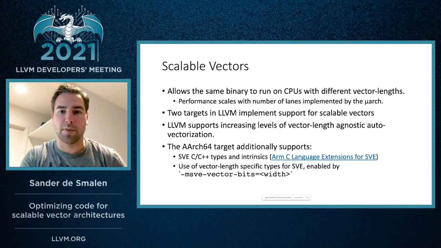Currently, two targets in LLVM implement support for scalable vectors. LLVM is supporting increasing levels of vector length agnostic or scalable autovectorization. The AArch64 target additionally supports SVE C and C++ types and intrinsics as defined by the ARM C language extensions for SVE, and supports the use of vector length specific types for SVE, enabled under the -msve-vector-bits flag, which limits the runtime vector bit width that the compiled program is compatible with.